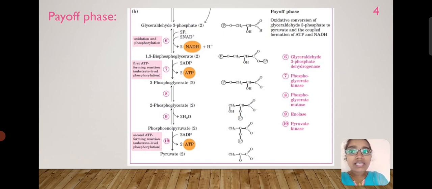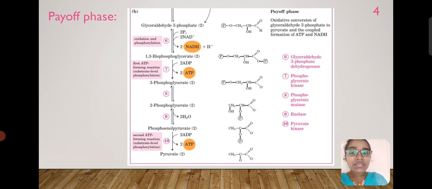And the seventh step is the phosphorylation, by which 1,3-bisphosphoglycerate is converted into 3-phosphoglycerate with the help of the enzyme phosphoglycerate kinase. And the eighth step is the conversion of 3-phosphoglycerate into 2-phosphoglycerate. The phosphate group is shifted from the third carbon to the second carbon with the help of the enzyme phosphoglyceromutase.